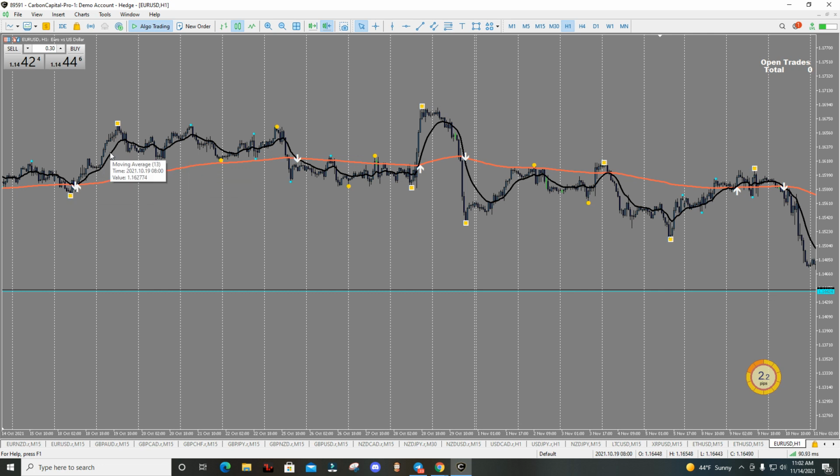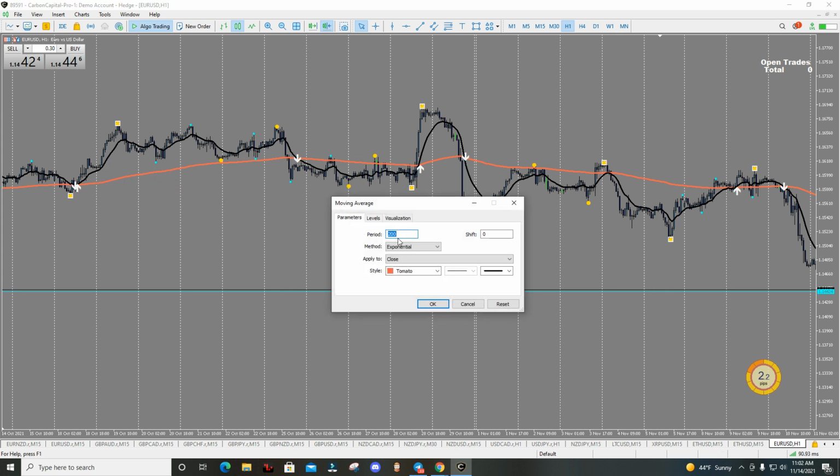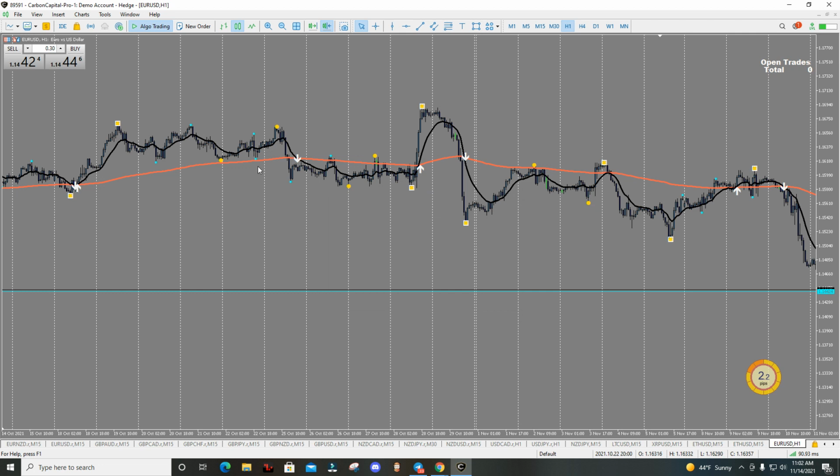I like the 13 and the 200 EMAs. These are both EMAs. If you look, 200 exponential, okay? My tomato one is the 200, and my black one is my 13 exponential. I like those, but you can set the EA on any moving average that you want. Smooth, linear, weighted, exponential, simple, it does not matter. Any moving averages that you like. Again, I prefer the 13 and the 200.